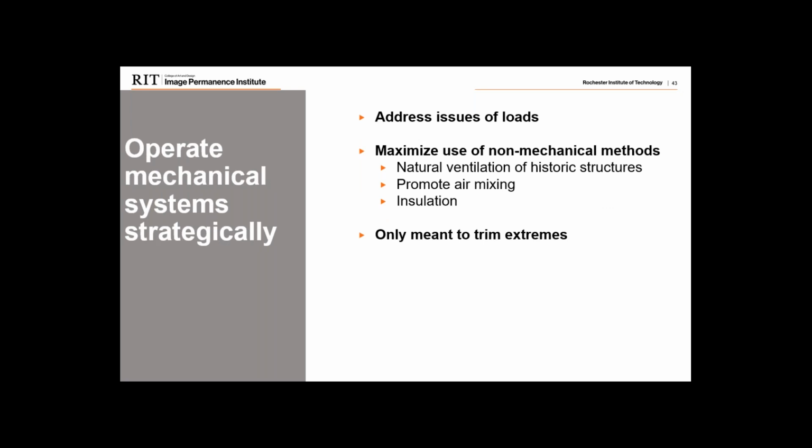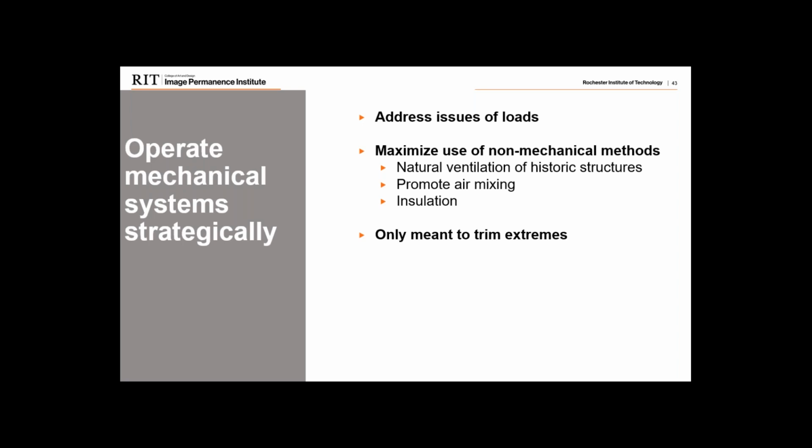Also, again, as Chris mentioned, we want to be sure to address issues of load. If we can remove sources of temperature and sources of moisture, that will allow us to better meet the parameters that we'd like to set. From there, we want to make sure that we're maximizing the use of non-mechanical methods. That means we want to allow for air mixing. We don't want to block vents. We want to allow for natural ventilation and reduce the chance for microclimates, so that the parameters we set are really what's being felt for all those objects within the space.